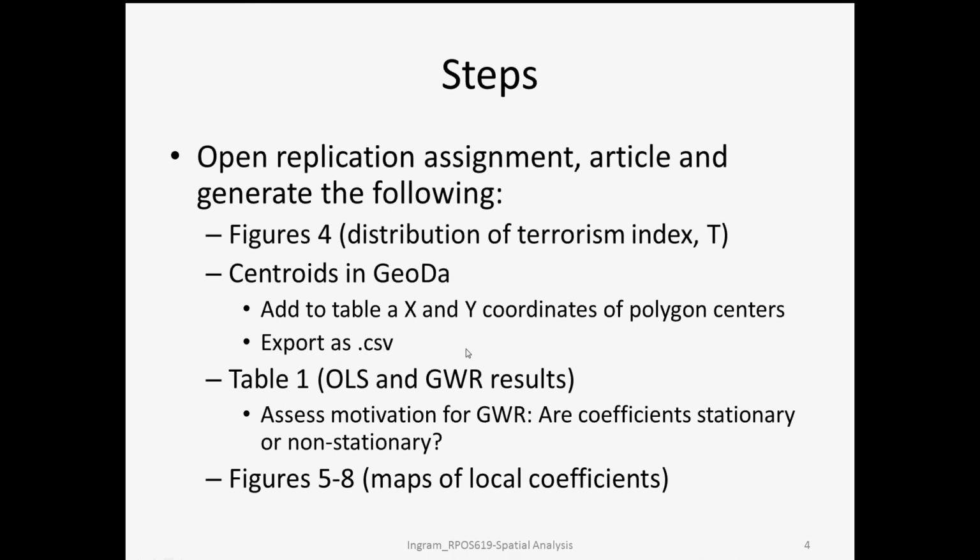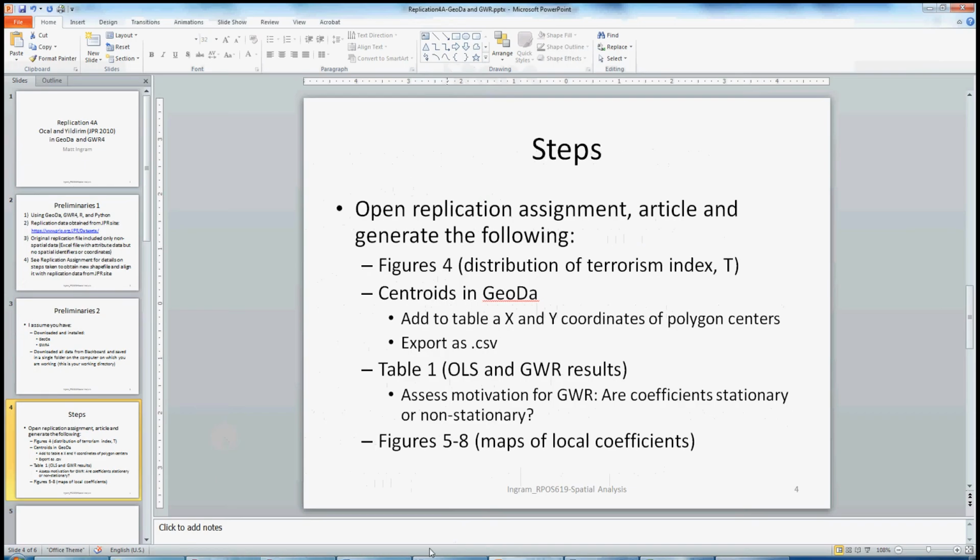Using that CSV file, we'll then go into GWR4 and generate table 1, which is the main set of results. We'll assess the motivation for GWR and then generate the maps of local coefficients that are represented in figures 5 through 8. So let's move to the replication assignment and the article, and then into GeoDa.